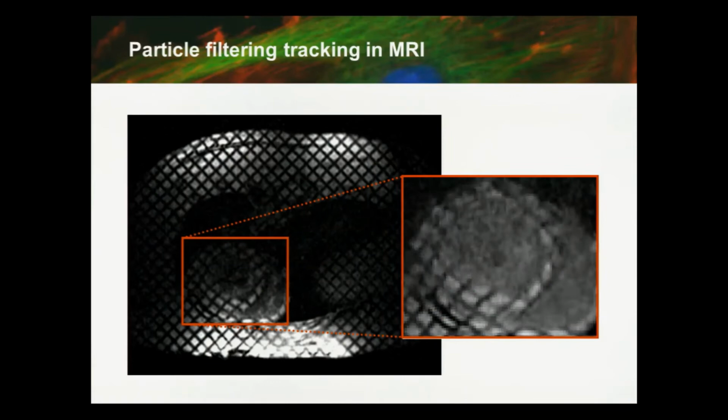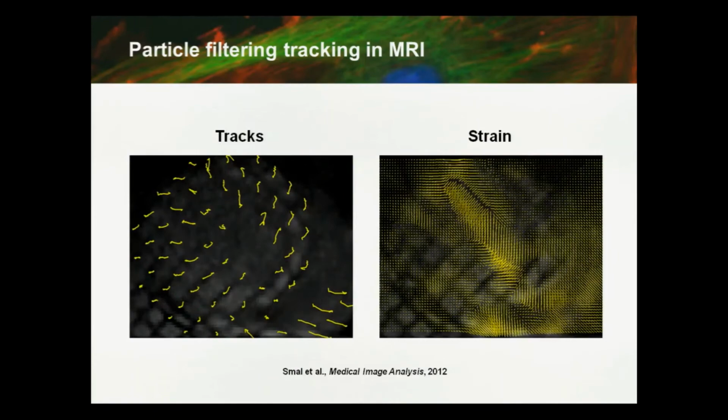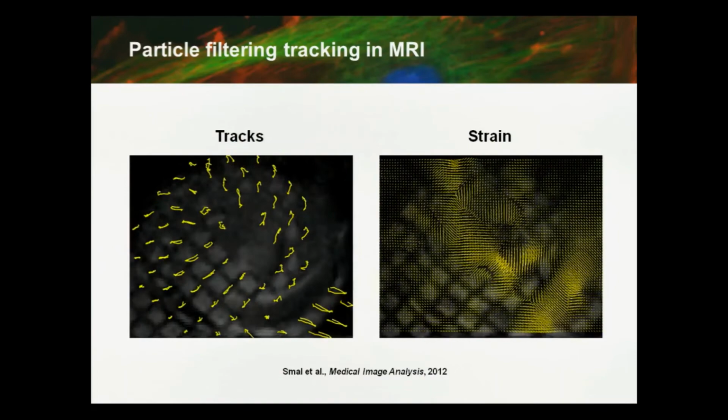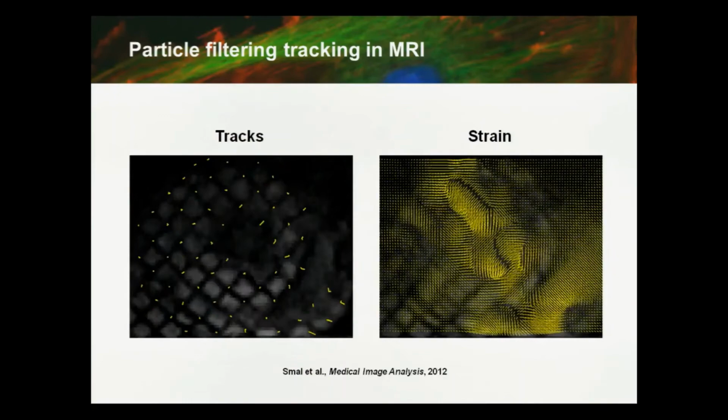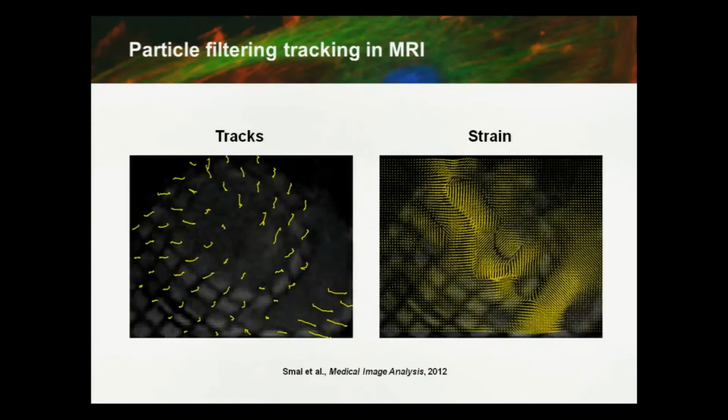You can just try to describe that mathematically as a model and try to fit that to your data. And it works quite well, actually. The very same framework, but plugging in different models, can be transferred from some application in microscopy to an application in MR. So it tracks the line crossings quite well. And once this is done, of course, you can compute all kinds of things, dynamic properties like strain. This was published last year, if you're interested.